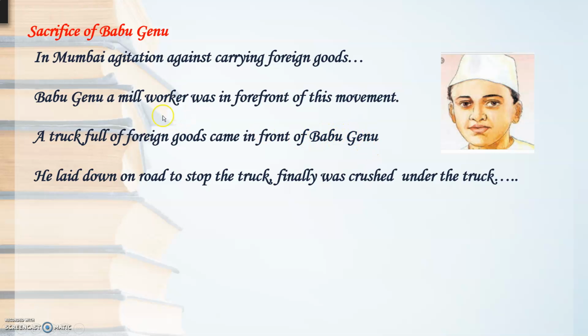Now, Babu Genu was a mill worker working in a mill, where he saw a truck of the Britishers coming that carried all the foreign goods. Foreign products means all the imported products from the Britishers, which were not allowed in the city of Mumbai. He laid down on the road to stop the truck. Finally, he was crushed under the truck. And that was the sacrifice of Babu Genu. He gave his life for the nation.